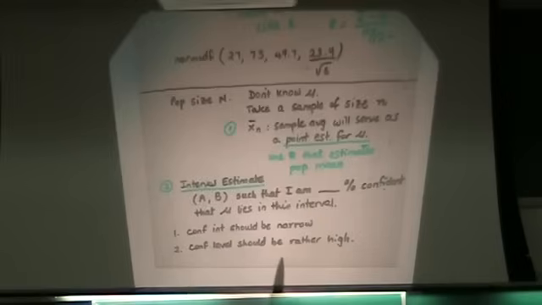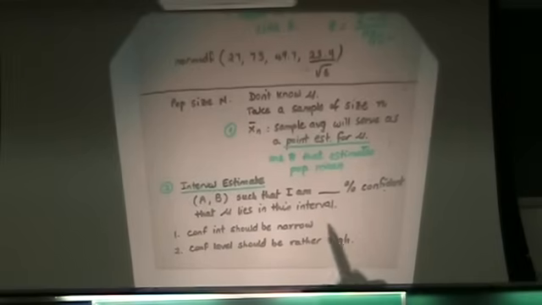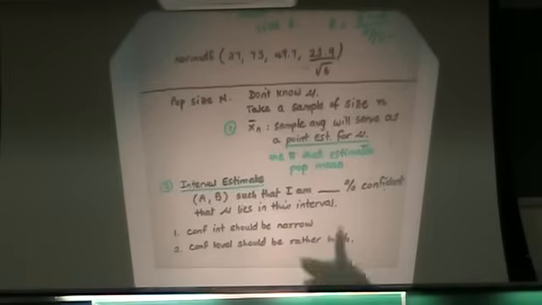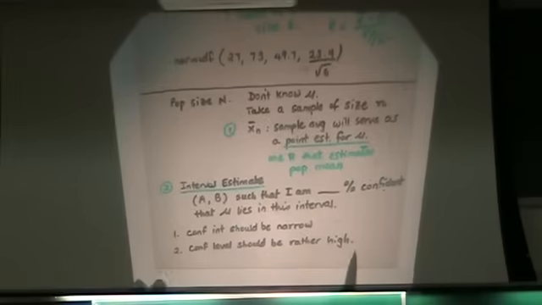And the confidence level should be rather high. I'm not interested in being 40% confident or 60% confident. I want to be rather confident that my mu lies between 18.1 and 19.8, right? So this confidence level should be rather high. 90%, 95%, 99%, like that, okay?